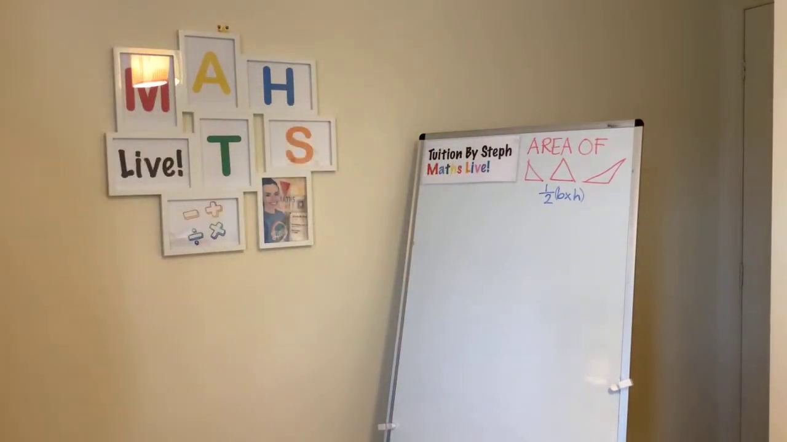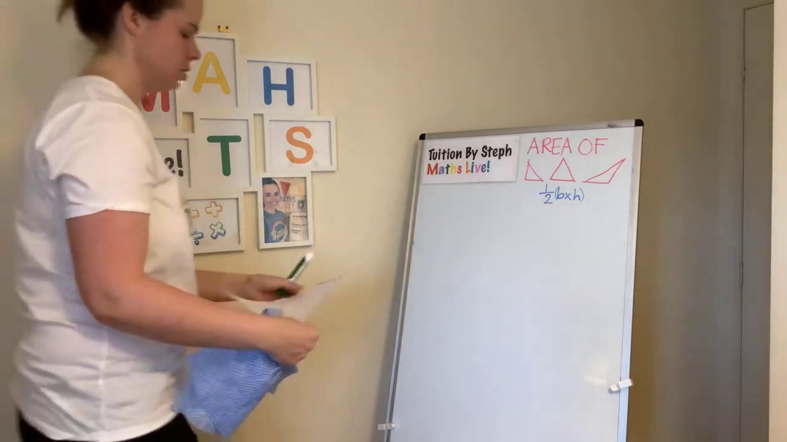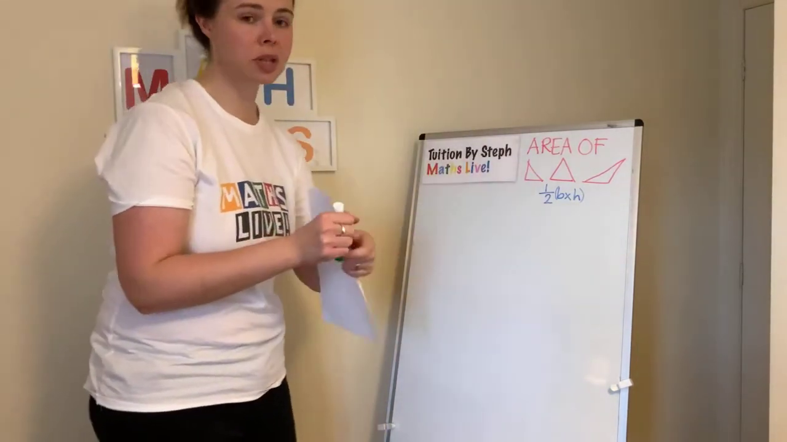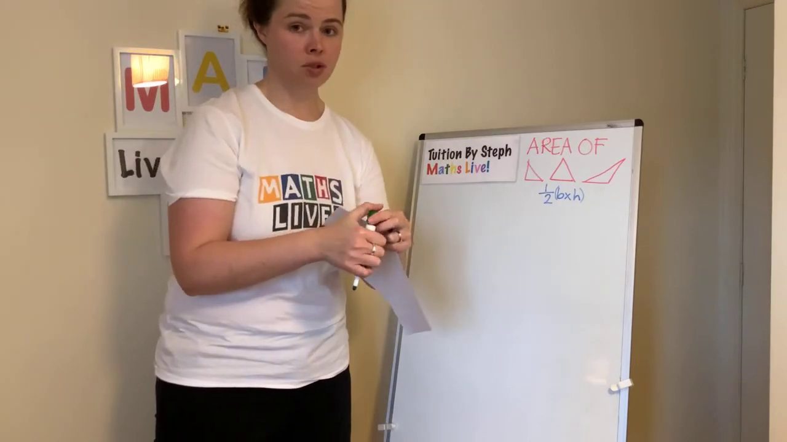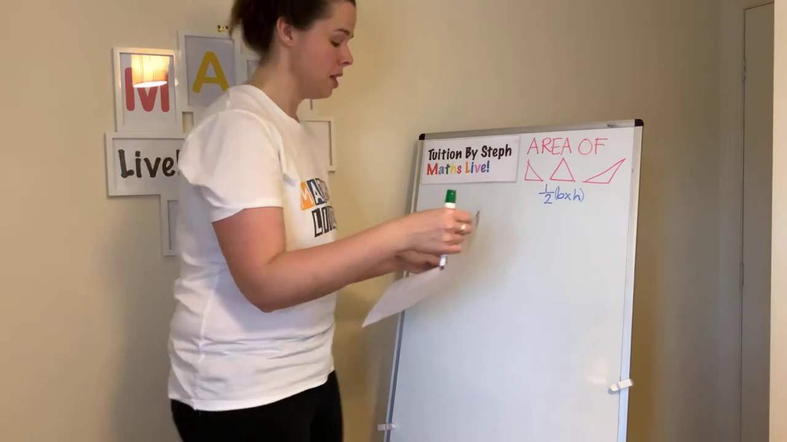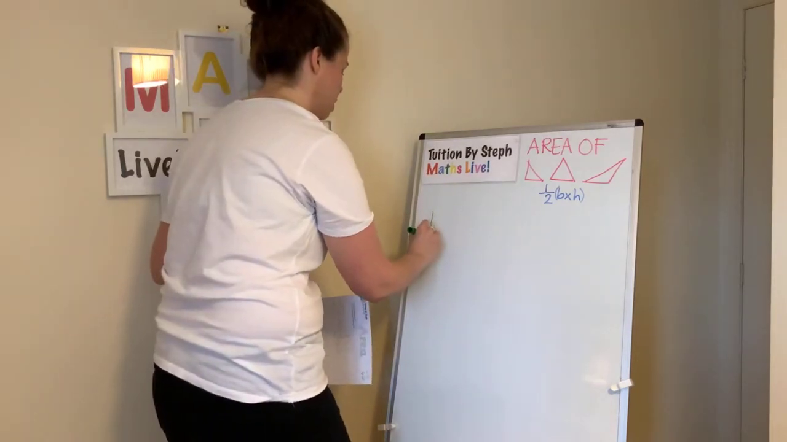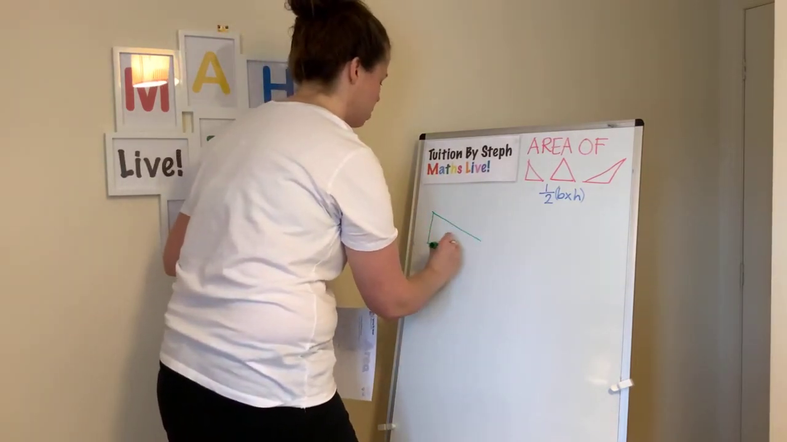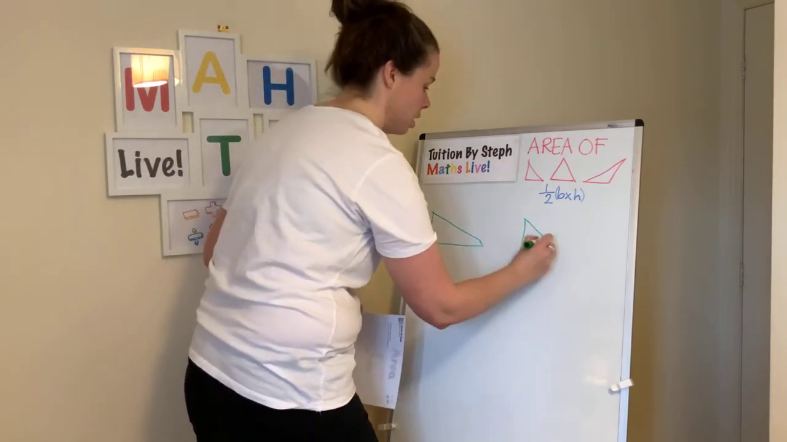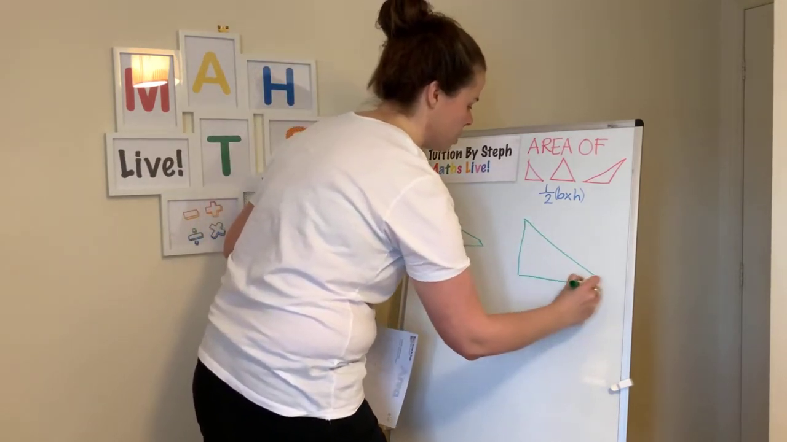Right, okay, your turn. I've got my lovely Maths Live sheet for today's lesson. I'm going to give you 2 right angle triangles. These are the first 2 questions, and I'd like you to have a go at finding the area. I've got one that looks like that, and one that's just a bit bigger, a bit higher and a bit longer.